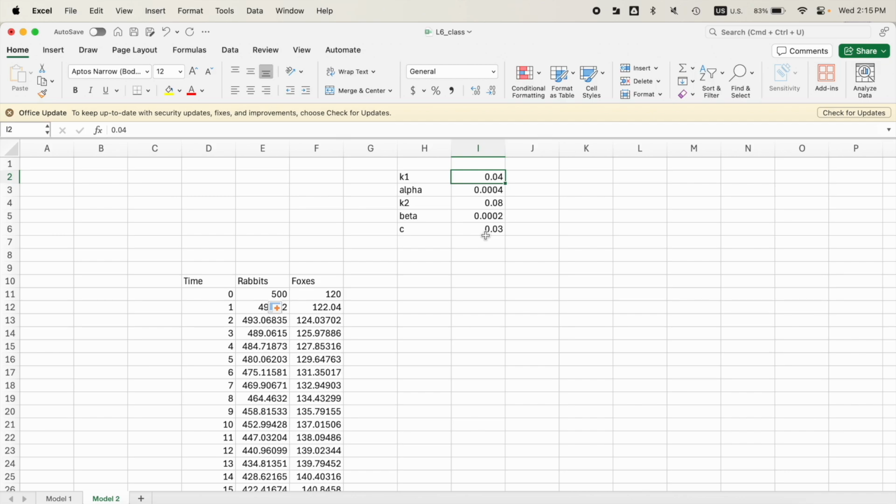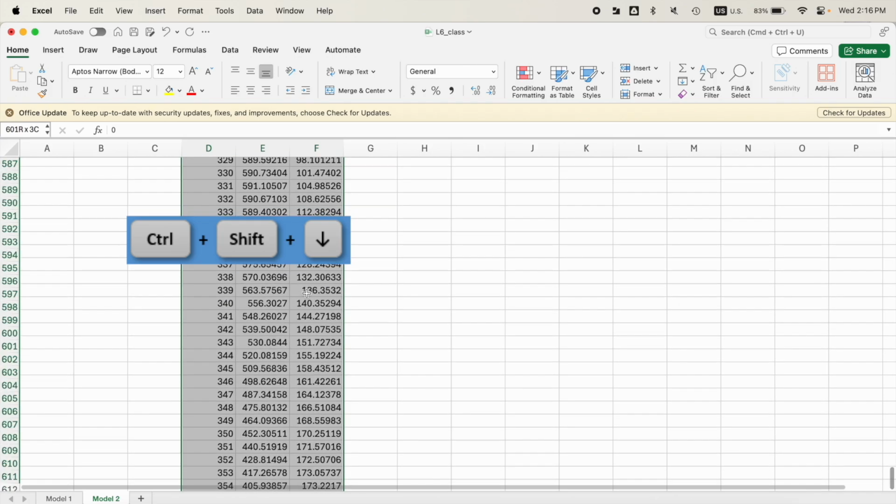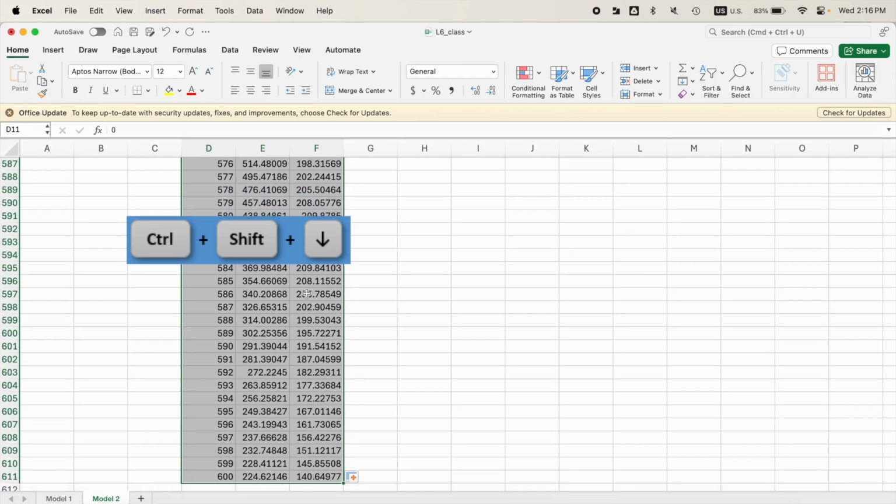Now let's visualize these results. Okay, I want to plot two graphs. The first one is the populations of foxes and rabbits versus time, and the second plot is the interaction between rabbits and foxes. So I just want to see the population between rabbits and foxes without time periods. Okay, so for the first plot, I'm going to choose the first row here to select all of the 600 rows. You just choose the first row, hit Shift, Control, downward button, and it automatically selects everything for you.